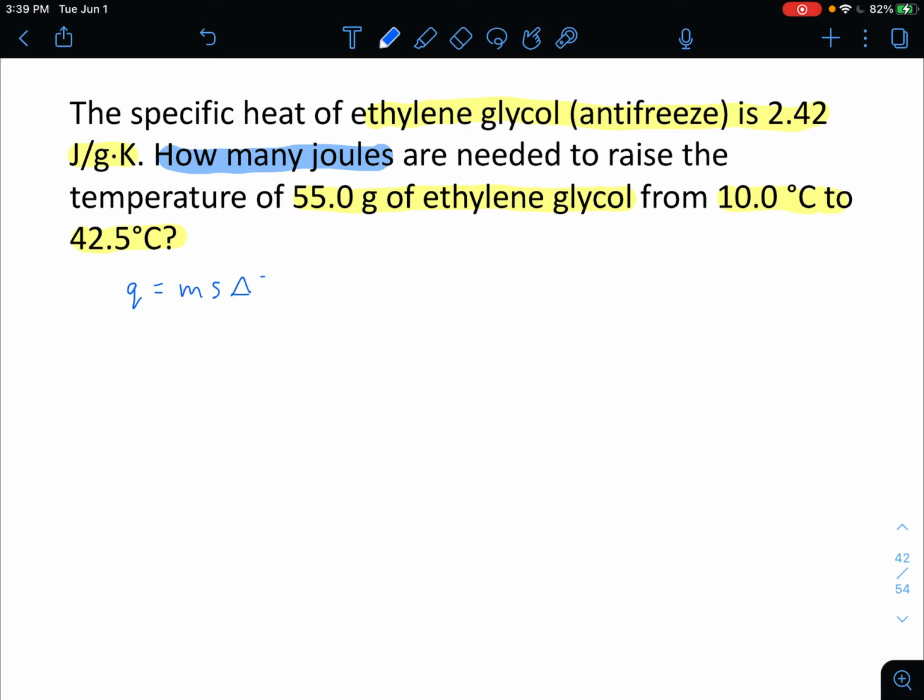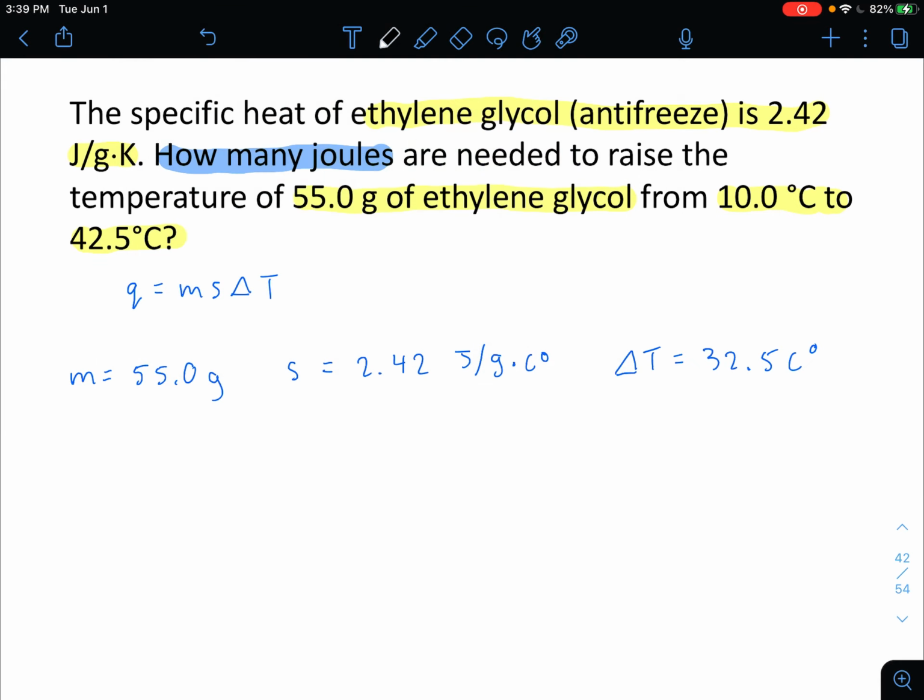So here's our equation, Q equals ms delta T. And all this stuff is given, right? M is 55 grams. S is 2.42. And this time I'm going to write it as joules per gram per Celsius degree. Same difference, right? And then delta T, final minus initial, so that should be 32.5 Celsius degrees. Very minor point, right? Degrees Celsius means I'm telling you about a temperature. Celsius degrees meaning I'm telling you about a change in temperature in Celsius degrees.